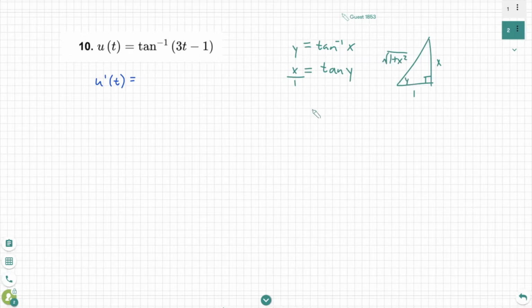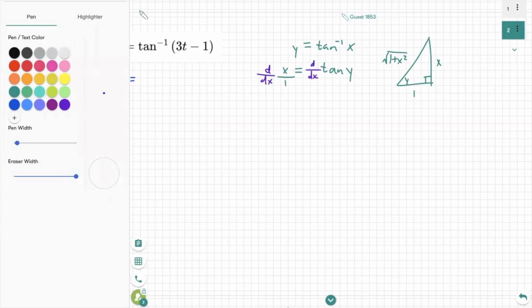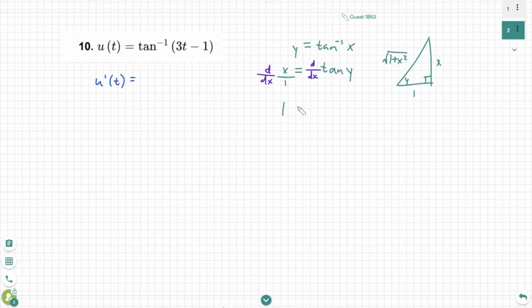If you take the derivative of both sides with respect to x, what do you get? What's the derivative of x? Just 1. Okay, so then what's on the right? The derivative of tangent is secant squared. Secant squared, what else? Secant squared y.